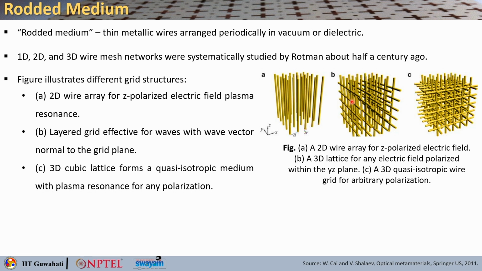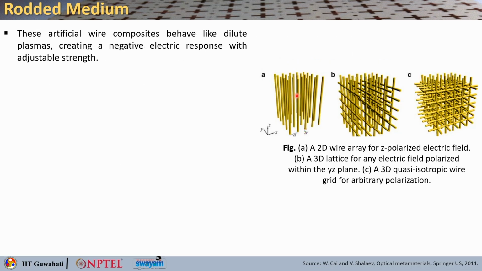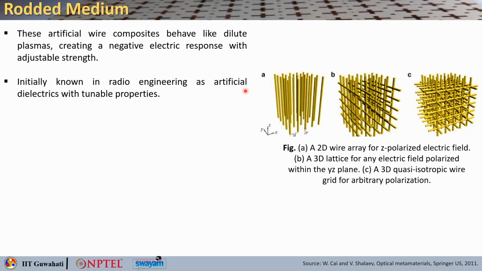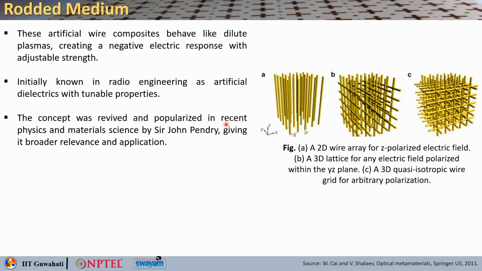However, the other one is also not bad. You need to maintain the electric field polarized along the yz plane, like this plane yz you can see here. So these artificial wire composites behave like dilute plasmas. They can create a negative electric response with some adjustable strength. They were initially known in radio engineering as artificial dielectrics with tunable properties.